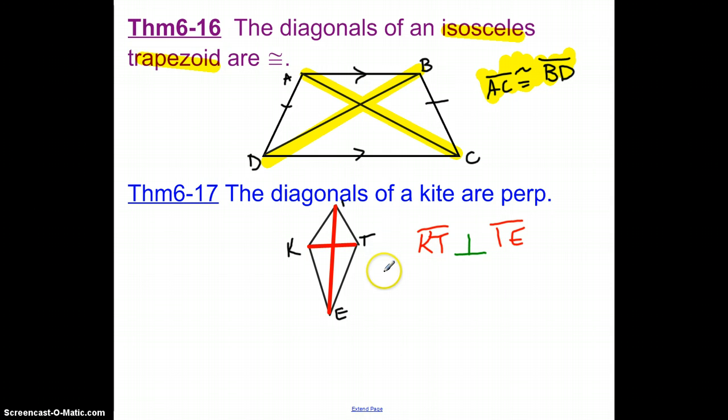Now, in a kite, if we talk about a kite like this picture right here, the diagonals of a kite are perpendicular. So you'll see 90-degree angles drawn, typically in 2 of them. But if they're drawn in 2, we know that we can assume all 4 of these have perpendicular diagonals.